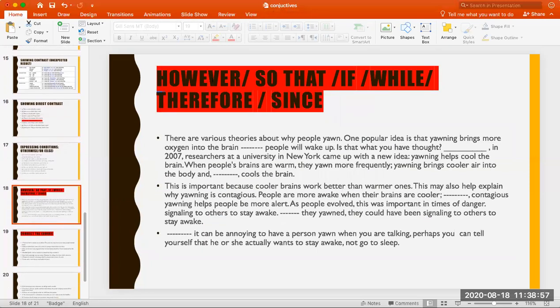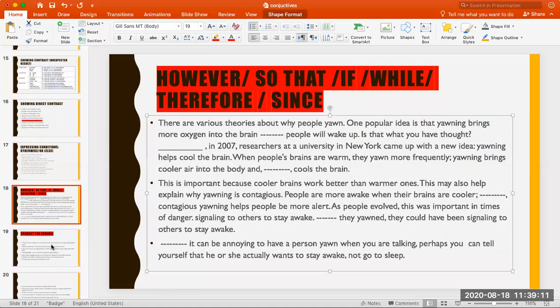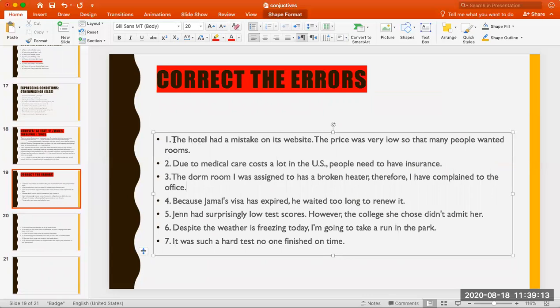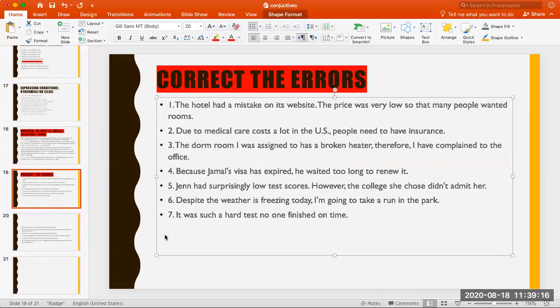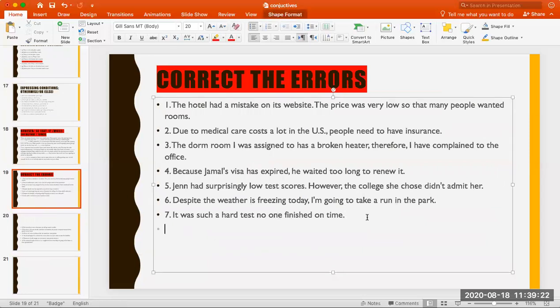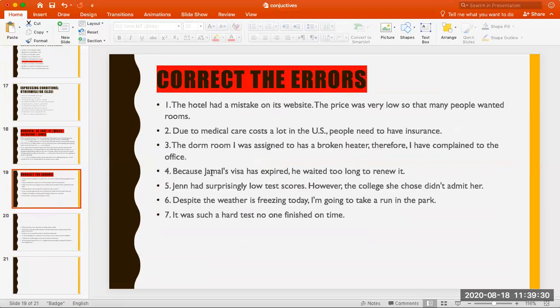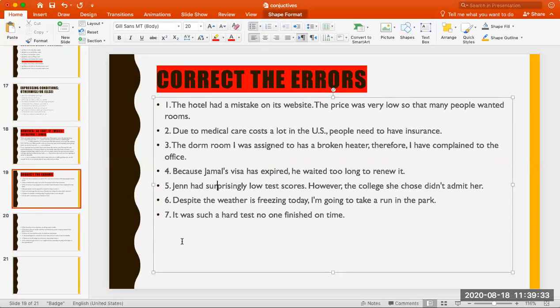There is an exercise here. Use however, so that, if, while, therefore, and since. Make sure to punctuate properly. Pause the video and try to answer this interesting question. We're almost done. Again, this is our last exercise. I consider this to be the most important exercise. It's usually at the end of your unit, at the end of chapter 19, where you're given about 12 or 13 sentences, each with a grammatical error related to the issues we discussed. Find the errors and fix them.